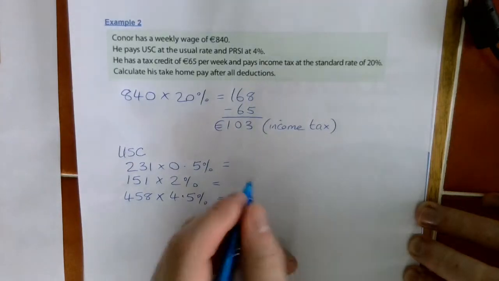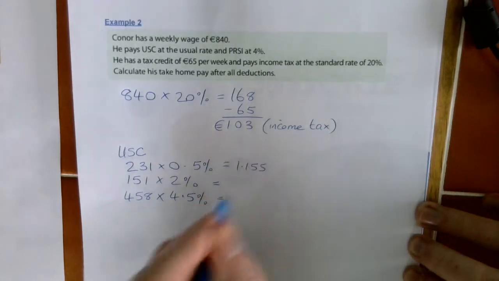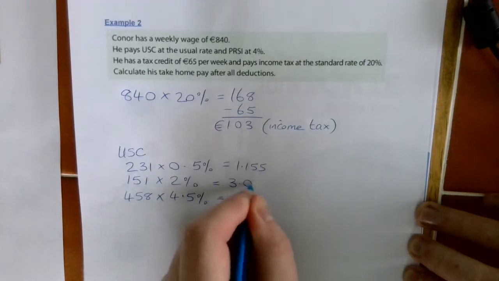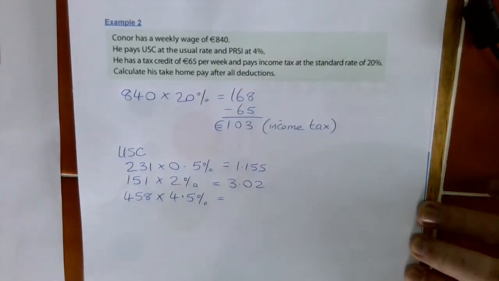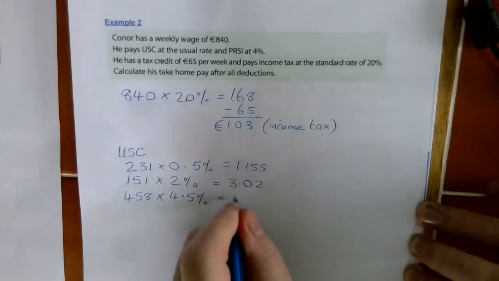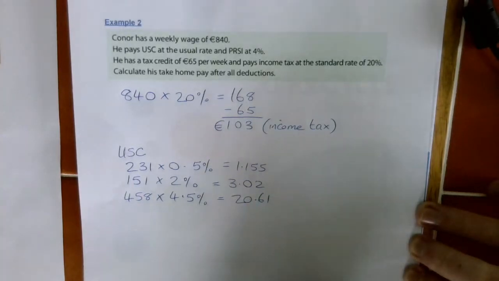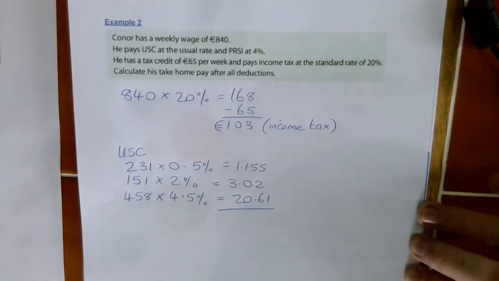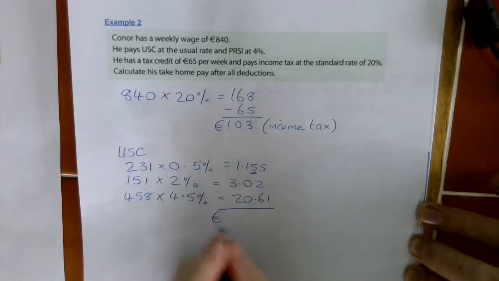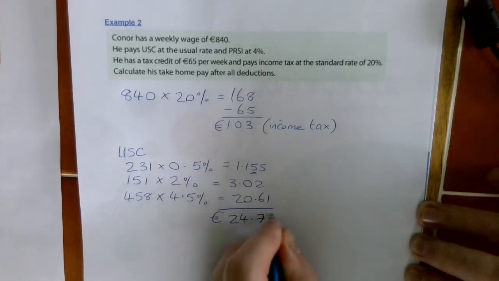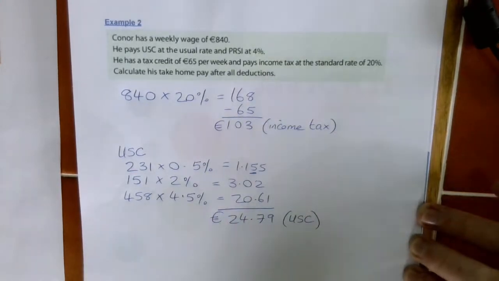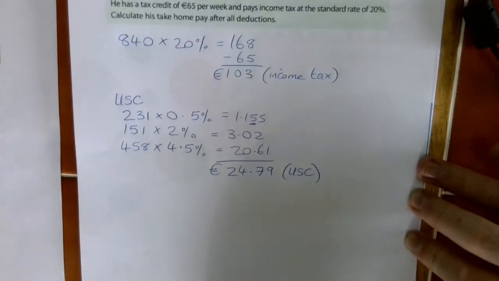231 times 0.5% is 1.155. The next one is 3.02, and then finally the last one is 20.61. So then to calculate the total USC, we need to add all of those three together. Now the one thing to be careful with here, since money we only round to two decimal places, we will put this one here in as 1.16. And you'll see that your total USC is €24.79.